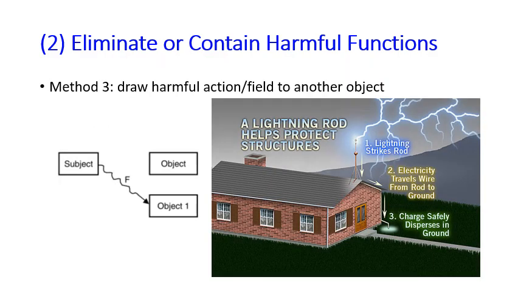The next method is we can try to divert or draw the harmful action or field to another object. Here, if we have a lightning rod on the top of a building, the lightning will strike the rod, and then this rod will divert the harmful action from the lightning to the ground instead of to the building.